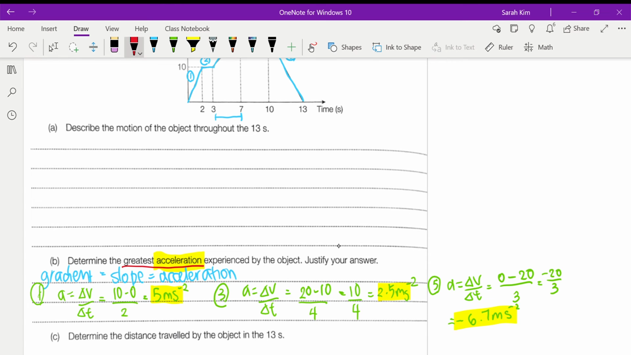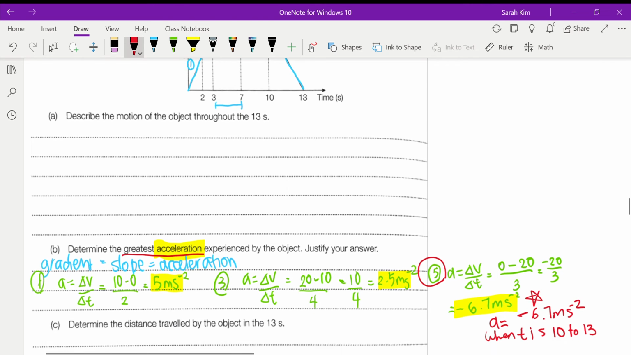So basically my answer is section 5. So my answer would be the greatest acceleration would be negative 6.7 meters per second squared when time is 10 to 13. So that's what I would write.